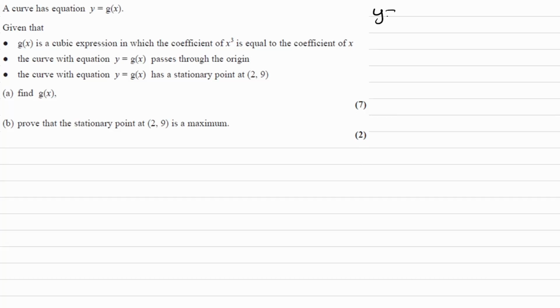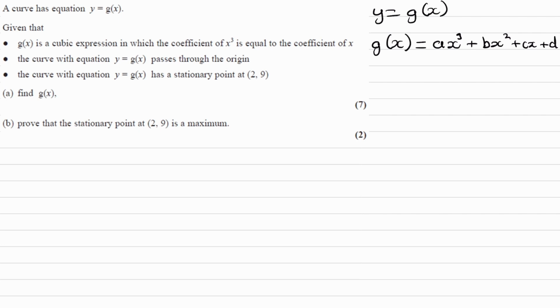So y is equal to g of x. G of x is a cubic. We're trying to work out what this cubic equation is. Let's just represent all of the coefficients as letters. So ax cubed plus bx squared plus cx plus d.